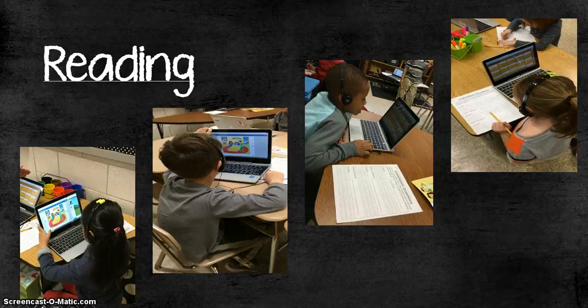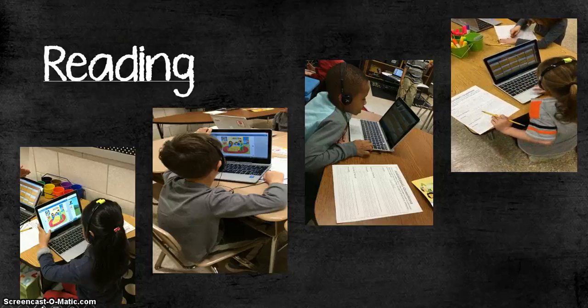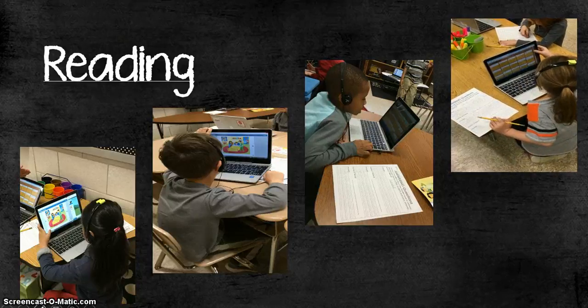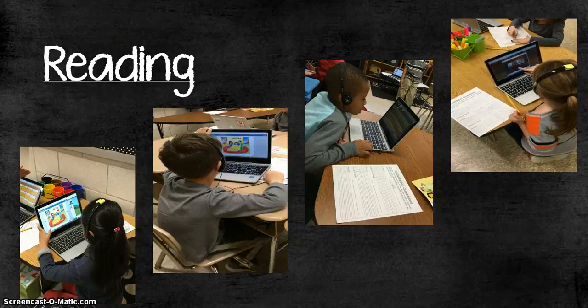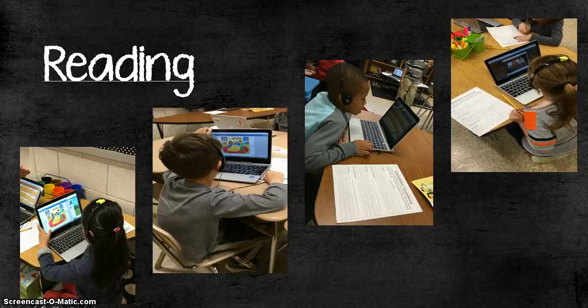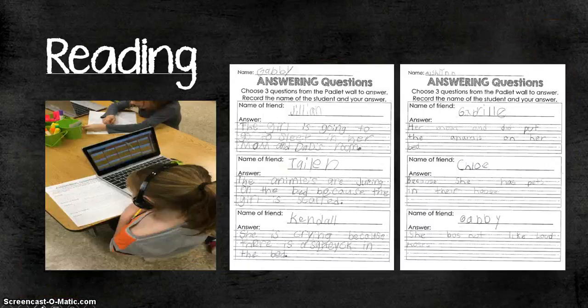You can see the little girl on the right is at the point where she's at the Padlet wall listening to a question and she's going to record an answer. Here were some examples of the answering questions side. This was just copied on the back of their asking questions side, so they could just turn it over and record their answers to the questions. They got to write down the name of the student who asked the question on the Padlet, and then they answered that student's question in a complete sentence.